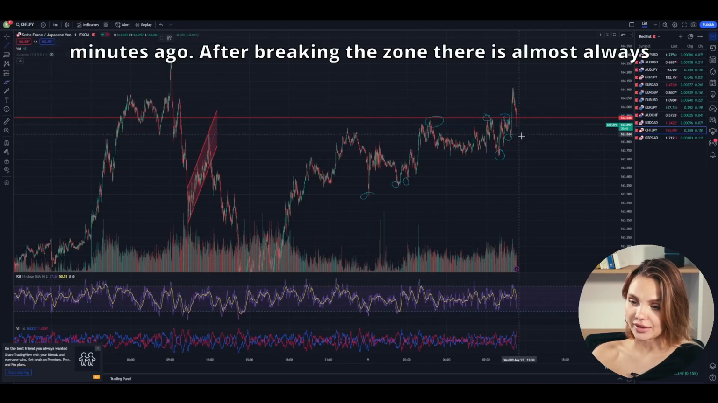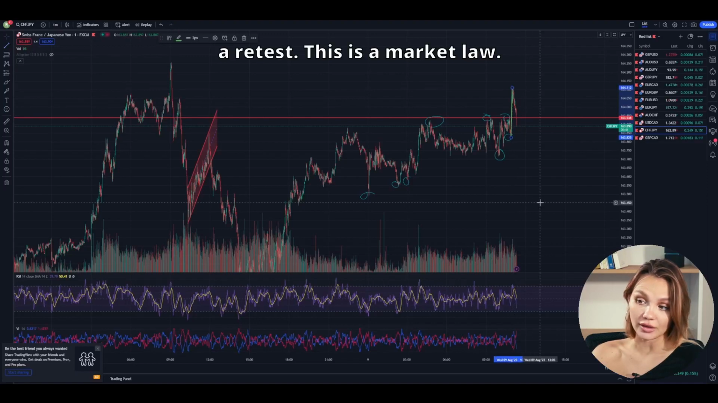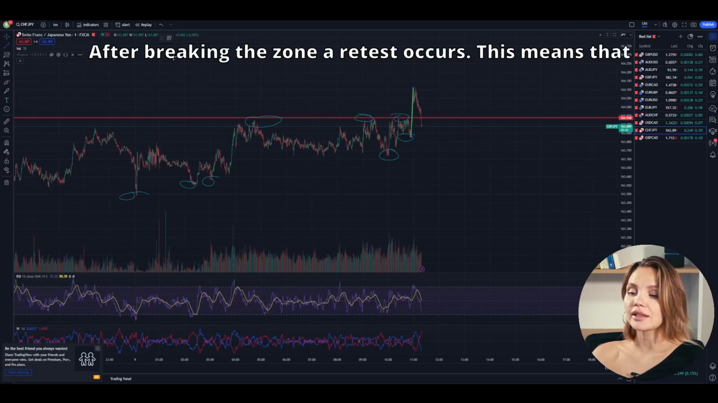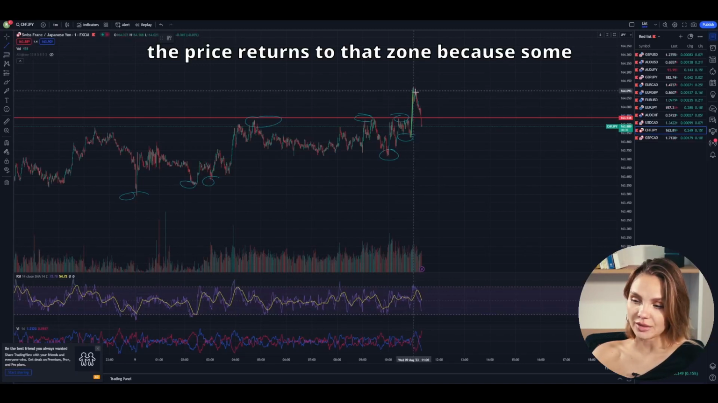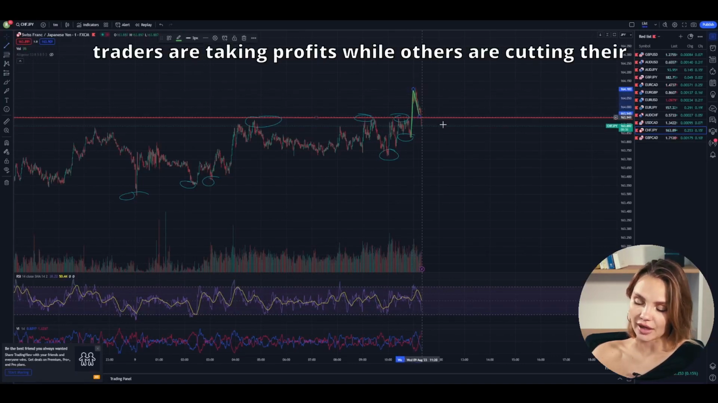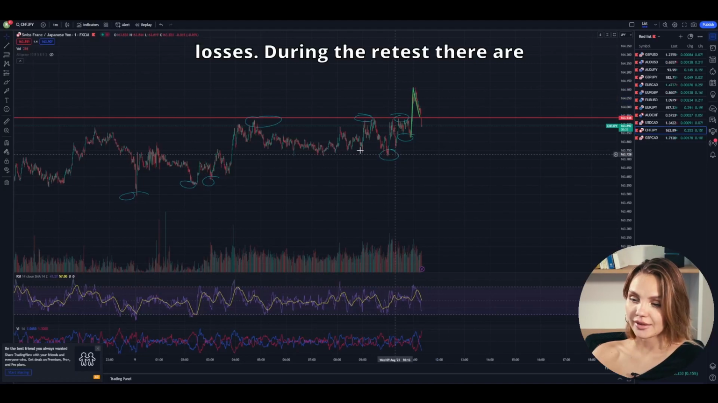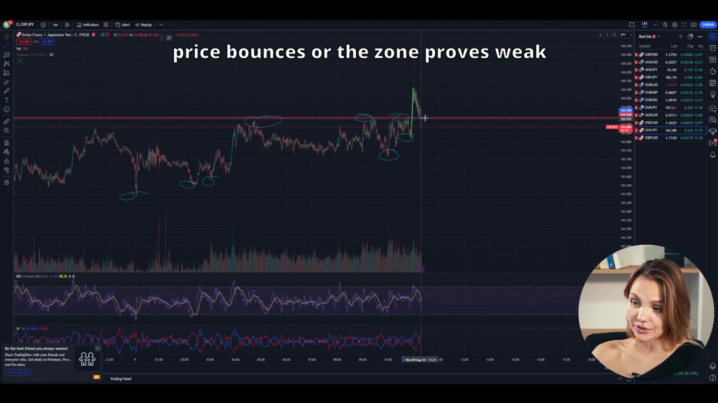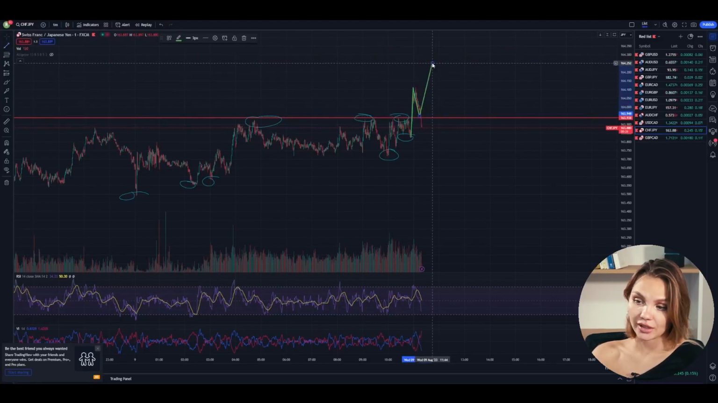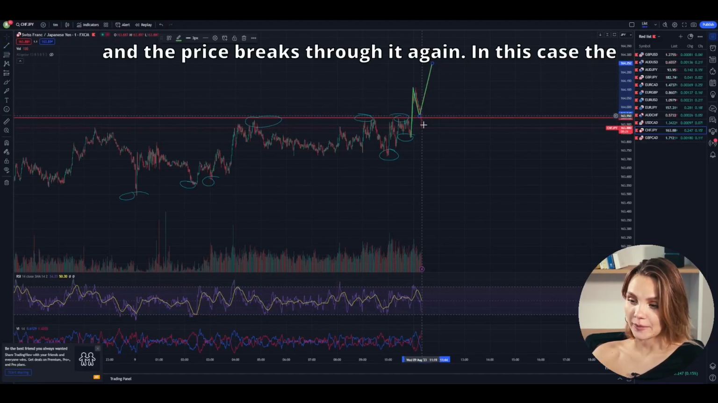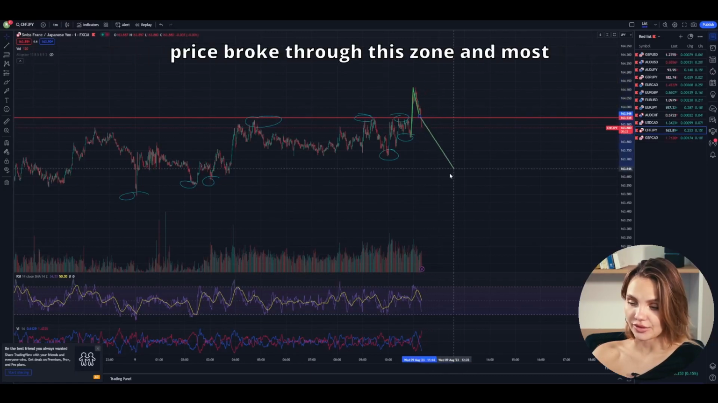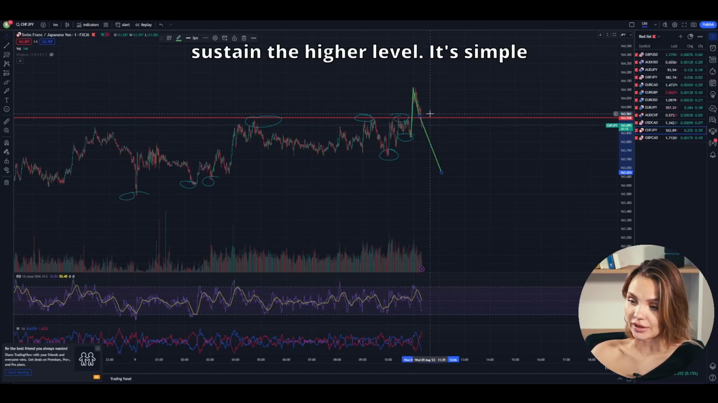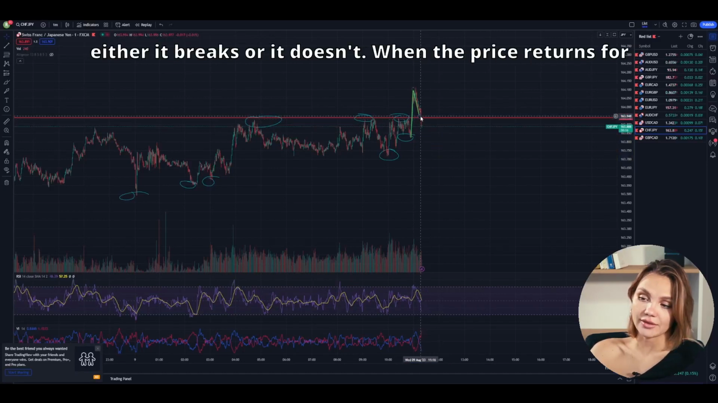After breaking the zone, there is almost always a retest. This is a market law. After breaking the zone, a retest occurs. This means that the price returns to that zone because some traders are taking profits while others are cutting their losses. During the retest, there are two possibilities. Either the zone holds the retest and the price bounces, or the zone proves weak and the price breaks through it again. In this case, the price broke through this zone and most likely it will now move downward because buyers couldn't sustain the higher level. It's simple, either it breaks or it doesn't.